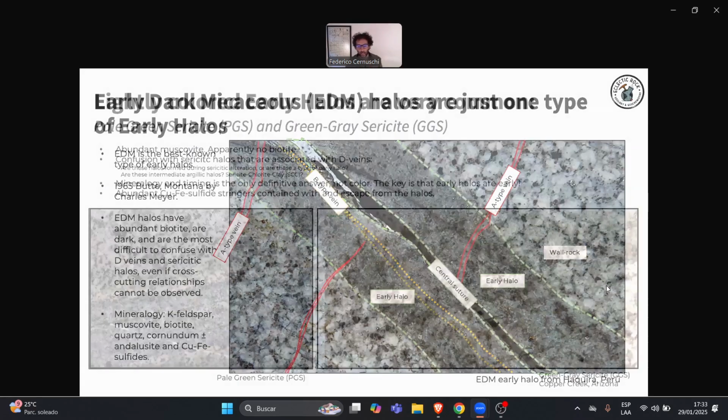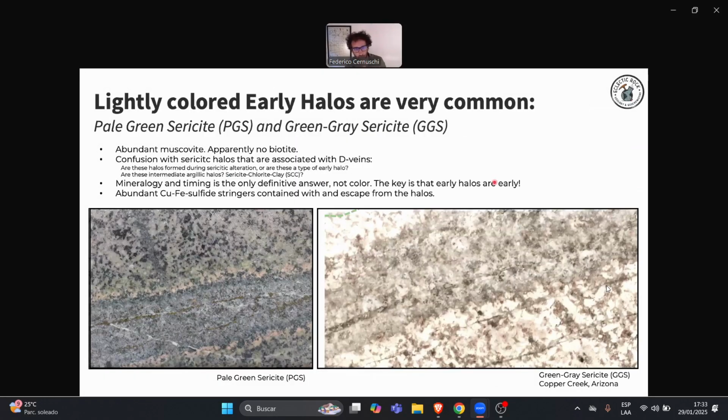There are early halos that are much lighter in color, and they're actually, I think, more abundant than EDMs. And to put some order in all this nomenclature, we call them pale green sericite or green gray sericite. These are names that have been used before. They share the same characteristics of all early halos. They have K feldspar, muscovite, biotite. They are irregular in shape. They have these anastomosing sulfide center lines.